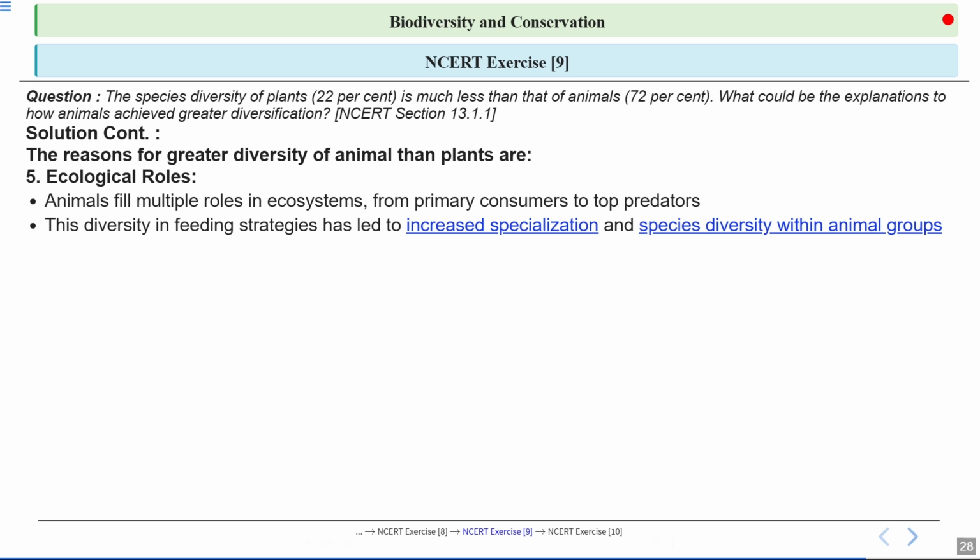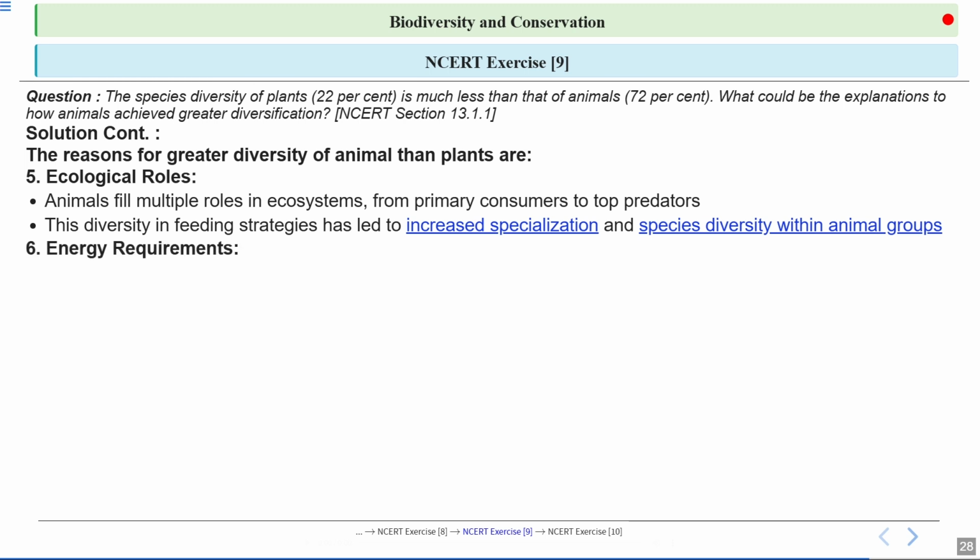So we can see animals have developed different ways to get their food. Either they can feed on plants or they can obtain nutrients from other organisms. So we can say that animals have developed different ways to get their food, which help them become better at surviving in their specific environment. And because of this, species within animal groups have become more specialized, leading to a greater variety of species, which is known as species diversity.